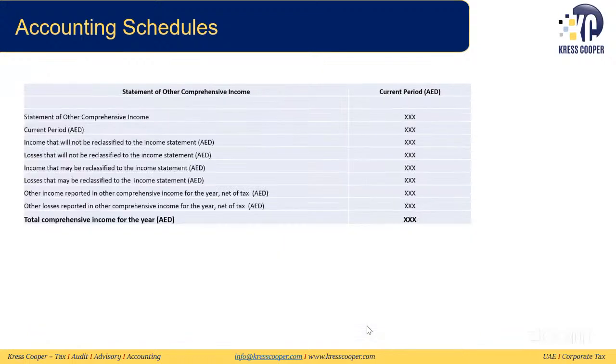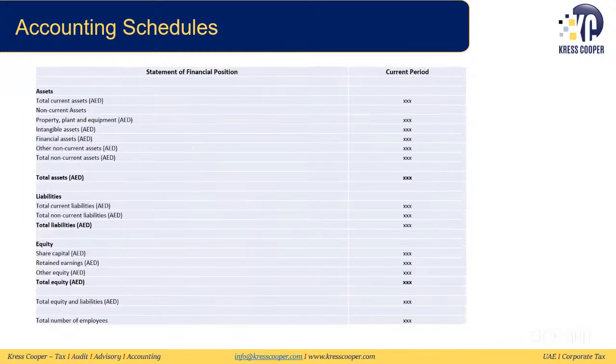Then we have statement of other comprehensive income. Again, it is asking this for reporting purposes, asking you to fill it from your financial statements. So income that will not be reclassified to income statement, losses that will not be reclassified to income statement, income that may be reclassified to income statement, losses that may be reclassified to income statement, other income reported in other comprehensive income for the year, net of tax, other losses reported in other comprehensive income for the year, net of tax. So this information, it is requiring you to fill here in the statement of other comprehensive income.